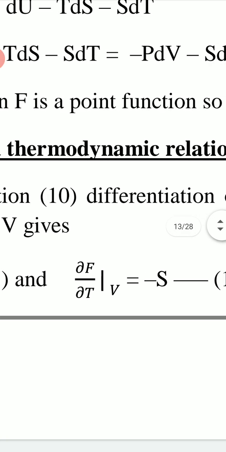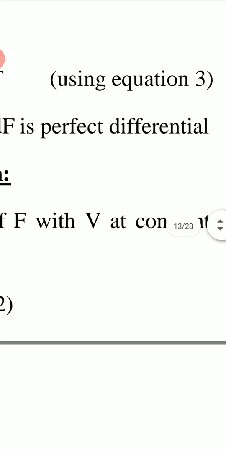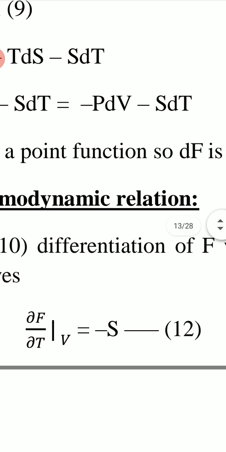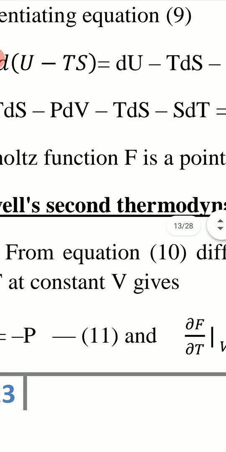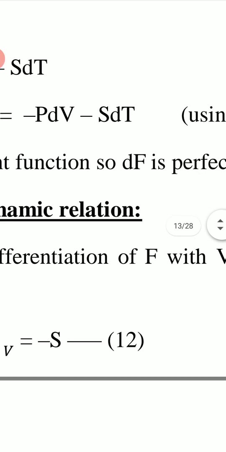F is also a point function, so dF is a perfect differential. And now we can find out Maxwell's second thermodynamic relation from this equation, dF equal to minus P dV minus S dT, in a similar manner as we found the first thermodynamic relation. Here in right hand side there are two terms, minus P dV and minus S dT. If T is kept constant, then dT becomes 0, so second term will be 0.